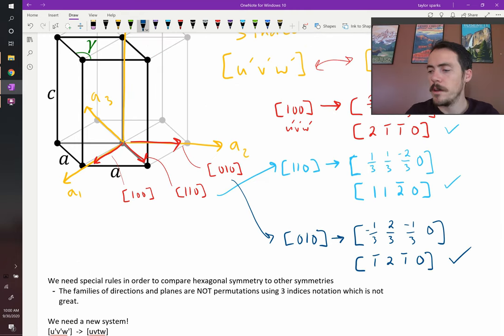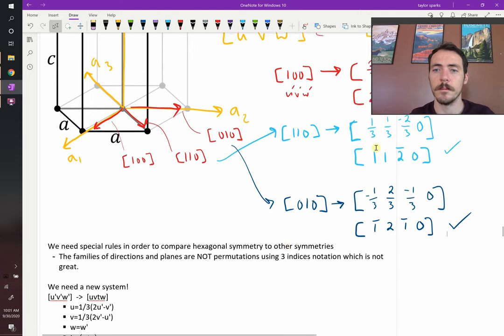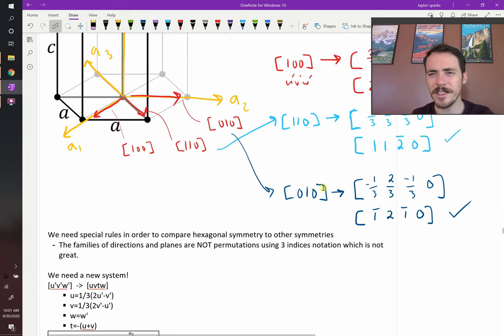So the whole point of doing this is that it's useful to be able to talk about families of directions and identify all the members of that family. And an easy way to find those members would just be to do all the permutations of positive and negative variations of these numbers. We can't do that in the three indices system for the Miller indices that are hexagonal. So we needed a four indices system, and this is the way that you do it, using this conversion formula, right? So what exactly do these numbers mean? What are these formulas actually showing us?